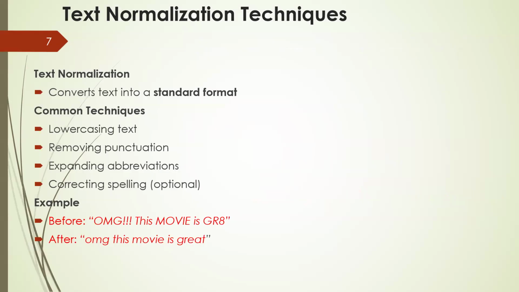What are text normalization techniques? Text normalization converts a text into a standard format. Common techniques are lowercasing text, removing punctuation, expanding abbreviations, and correcting spelling. If any spellings are wrong, we have to correct them. These are the common text normalization techniques.